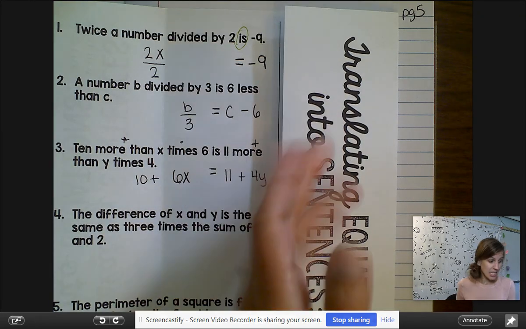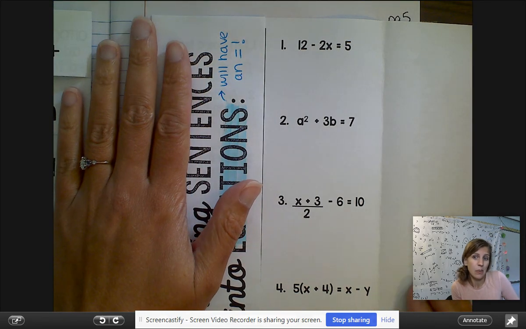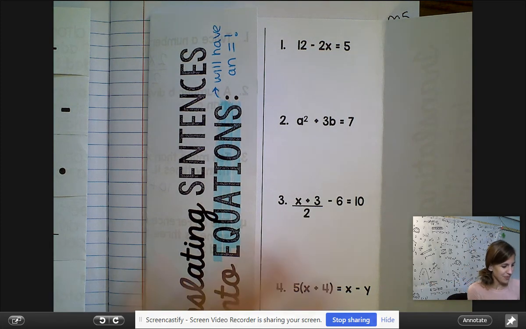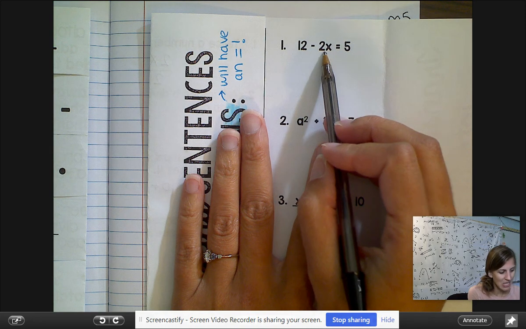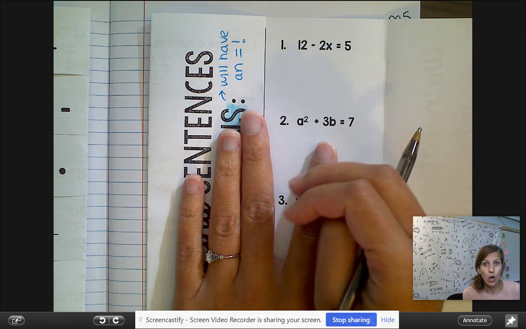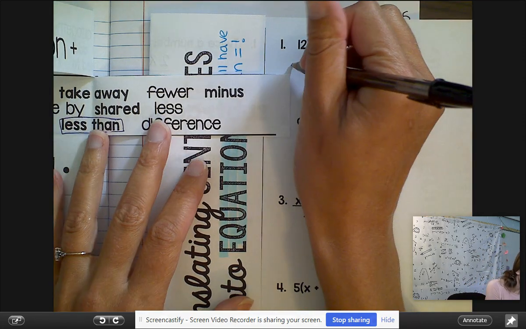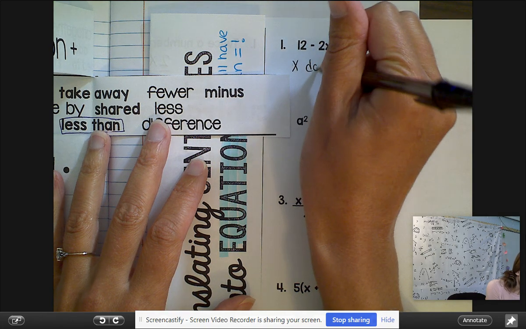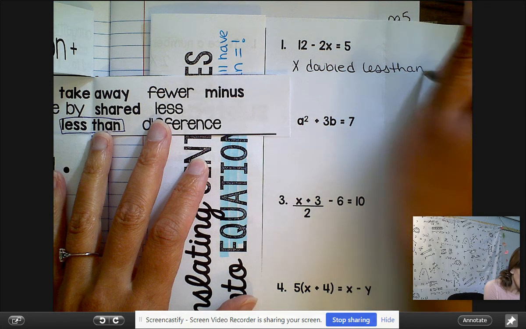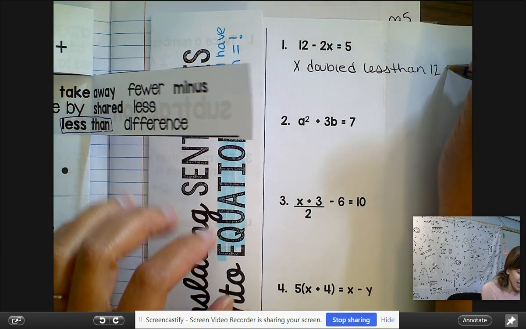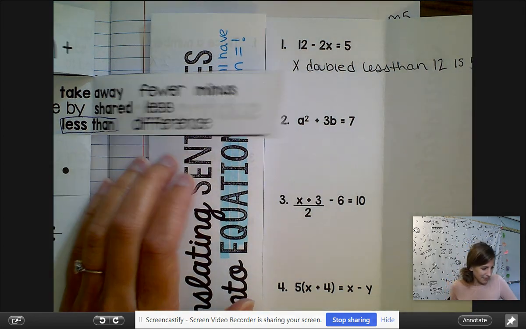Translating equations into sentences. So the math is here. We're going to write this out, and you can be creative if you want, or you can be really boring if you want. It's really up to you. So I could say something like 12 minus 2 times x is 5. Or if you want to get fancy, you could say, let's get a fancy word in here: x doubled less than 12 is 5. Because "less than" is one of those turnaround words.